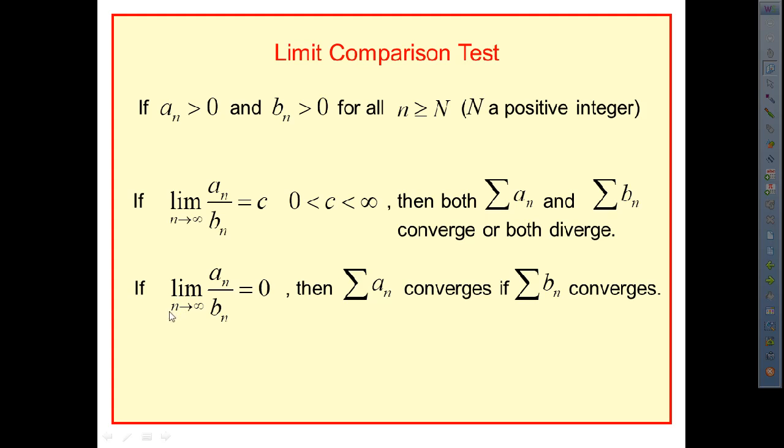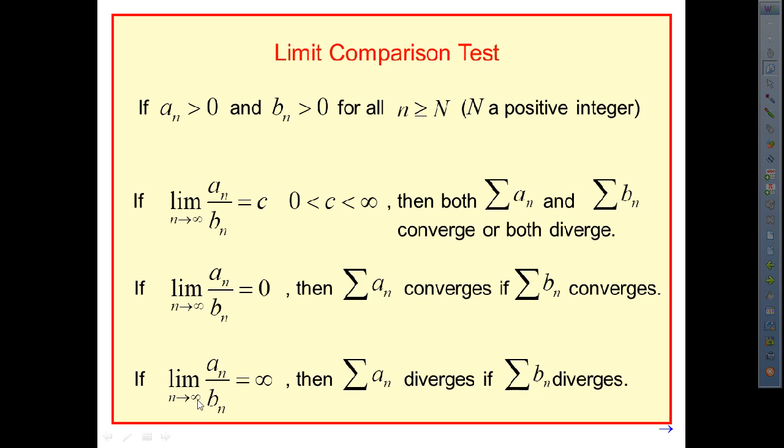Now, if the limit as n approaches infinity of a sub n over b sub n equals 0, then a sub n converges if you know that b sub n converges. Because what you've proven right here is that a sub n grows at a slower rate than b sub n. So if b sub n converges and a sub n grows slower, then it has to converge as well. And the last one is if the limit as n approaches infinity of a sub n over b sub n equals infinity, then a sub n diverges if b sub n diverges.